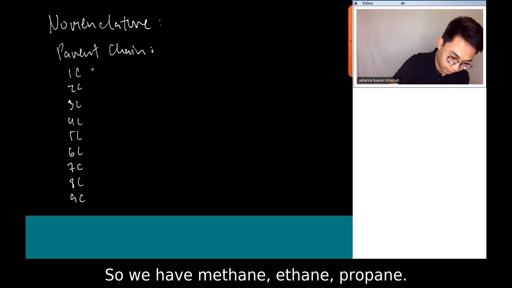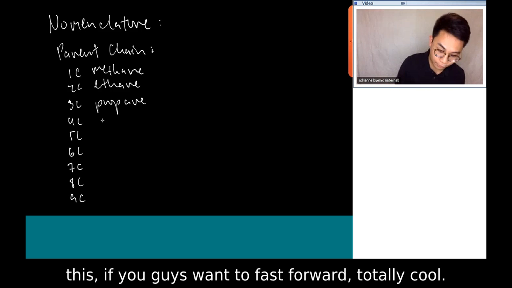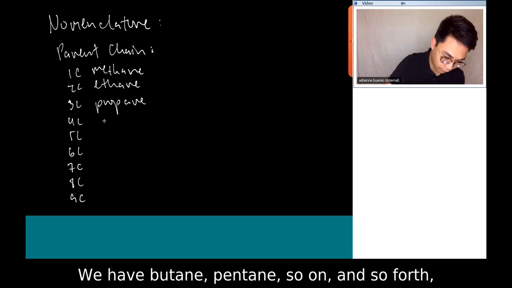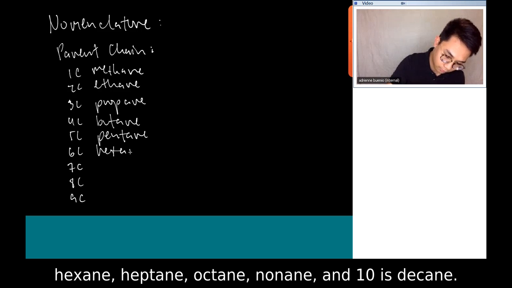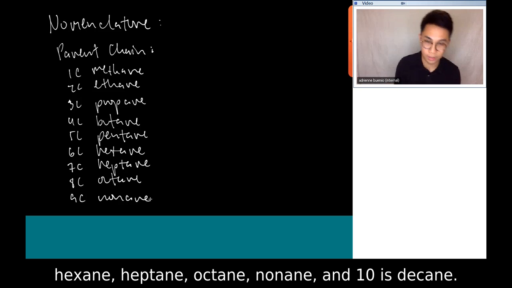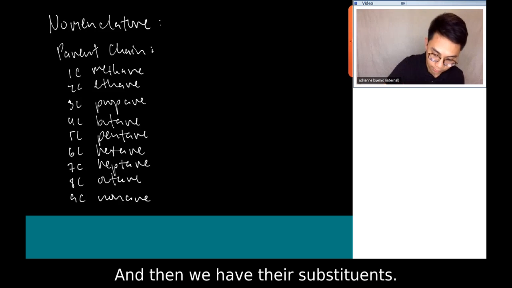So we have methane, ethane, propane, and you guys probably already know all of this. So if you guys wanna fast forward, totally cool. Okay. What is four? Butane, pentane, so on and so forth. Hexane, heptane, octane, nonane, and 10 is decane, right? And then we have their substituents.